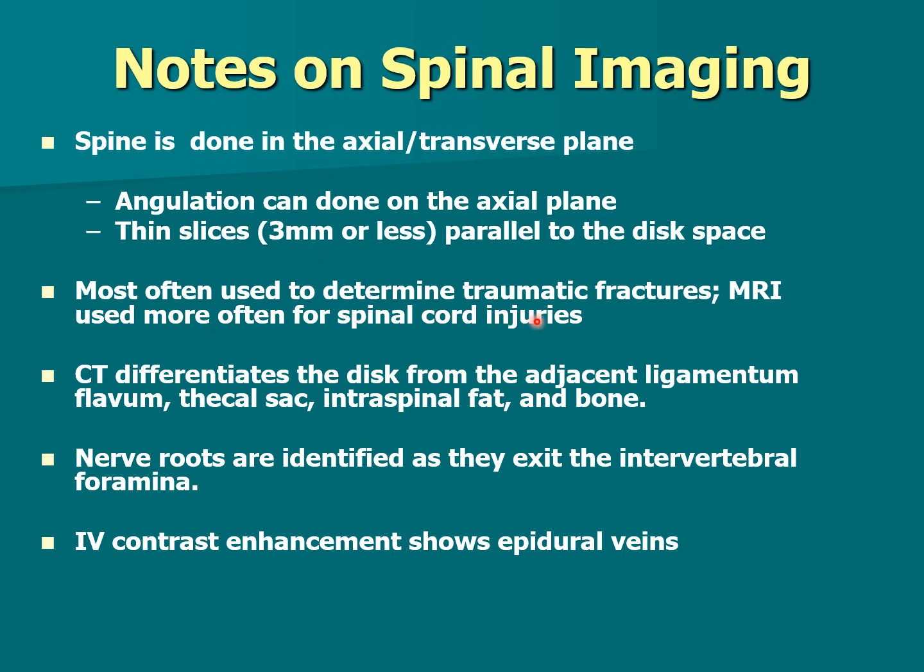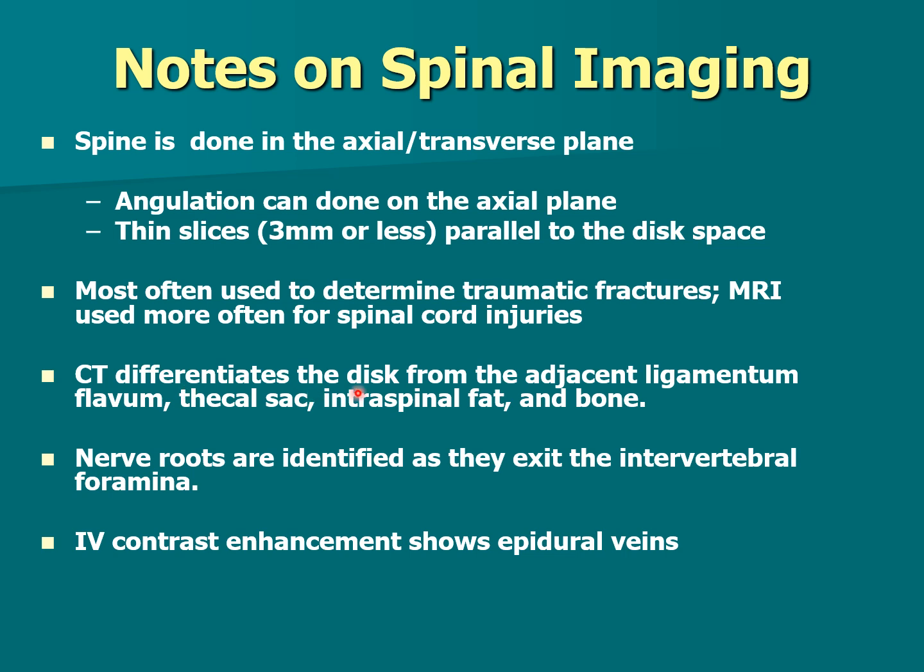Most often used to determine traumatic fractures, CT is used less for spinal cord injuries. MRI is used more often for those because the CT really doesn't demonstrate the cord very well. It's showing the CSF around the cord. If we put contrast in there, yes, it would show if the cord was terribly enlarged, but the MRI does much more to show the cord itself.